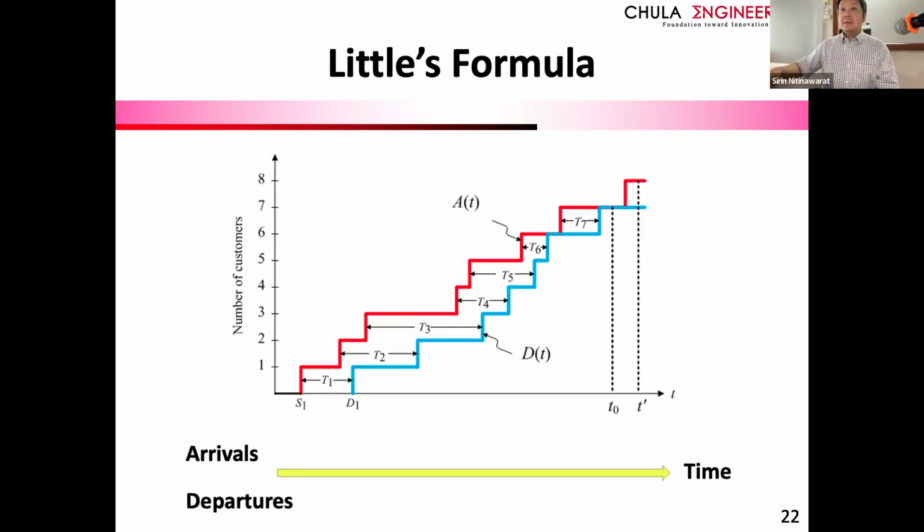So let's look at some realization of A(t) and D(t) for a very simple queuing system. Let's look at some important instances here. What happened at this first instance? The first customer arrived. When the first customer arrived, what can I say about the queue? How long is the queue?